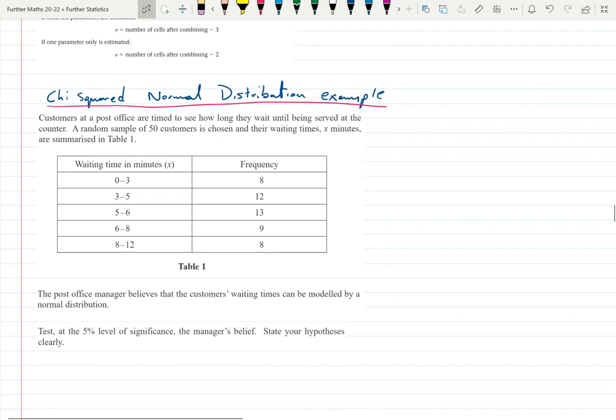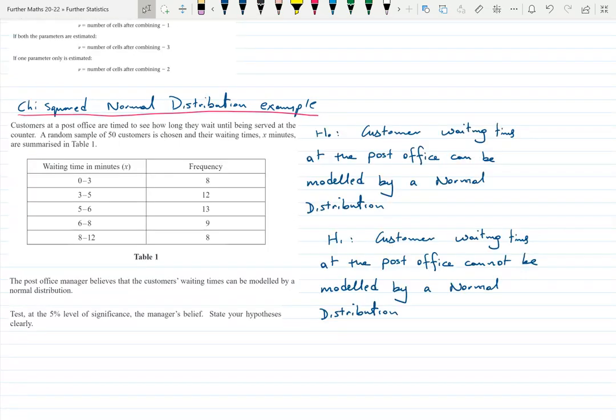So in this video, I'm going to be going over a chi-squared example where we're seeing if the normal distribution might be a potential fit for some data. In this particular example, we're going to be estimating the mean and the standard deviation from the data itself. So that means it's going to take away an additional 2 from the degrees of freedom. Okay, so let's get on with it and write our hypothesis first.